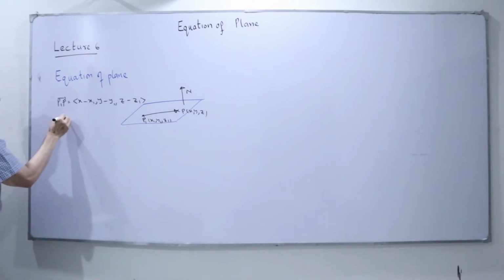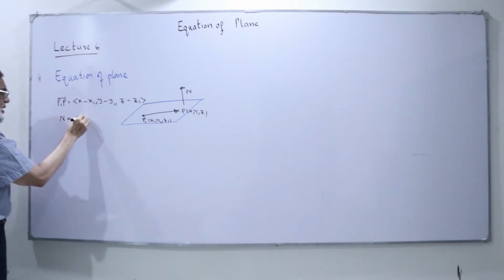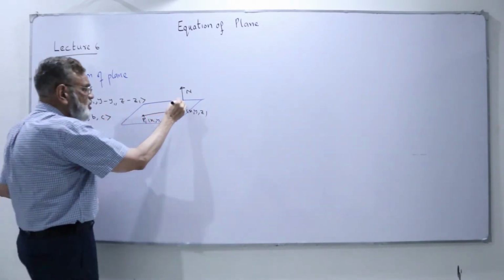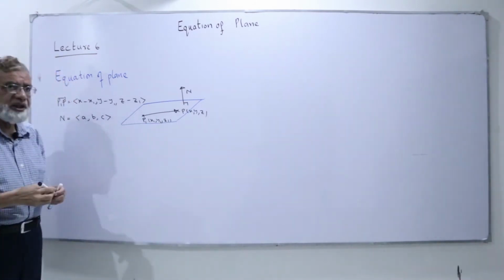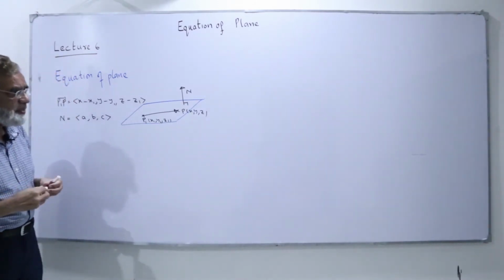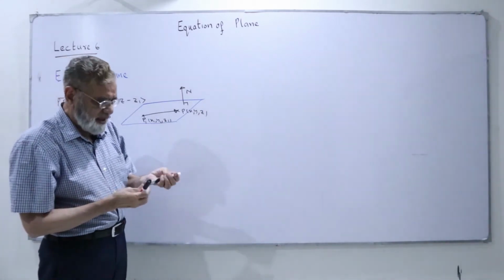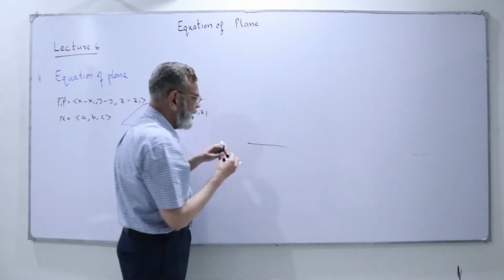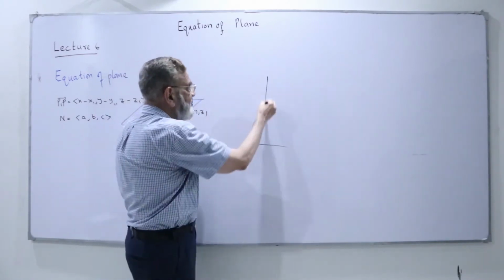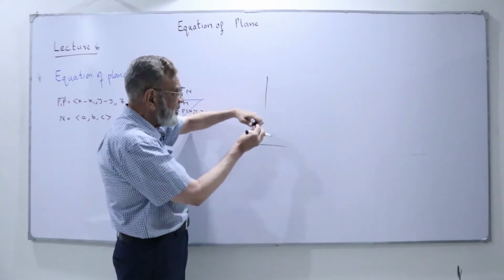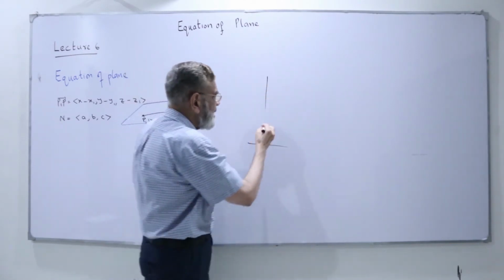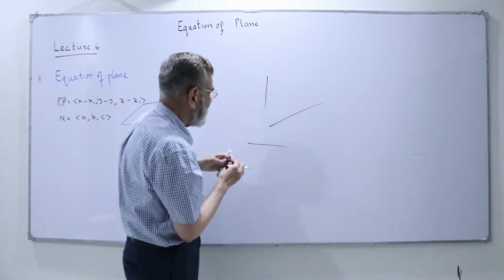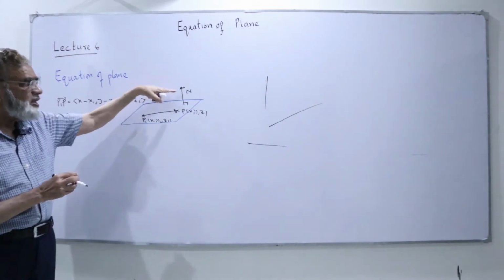We have a vector normal to the plane, with coefficients a, b, c. So we say this vector n is normal to the plane. This means this vector n is perpendicular to any vector in the plane. For example, this is my plane, and I take this one as a vector normal to the plane. I take any vector in the plane, then this vector is normal to that plane. So we have these 2 vectors: this vector in the plane, and this one normal to the plane.